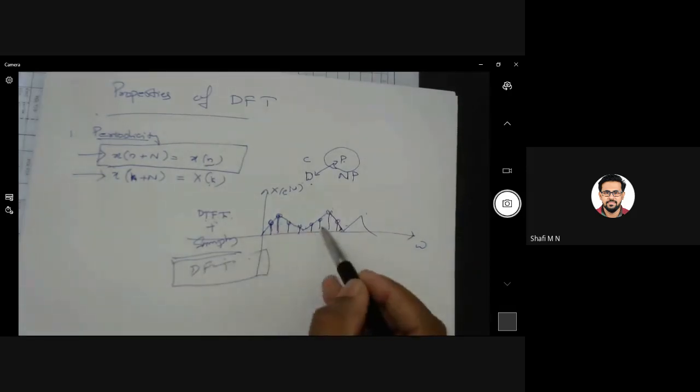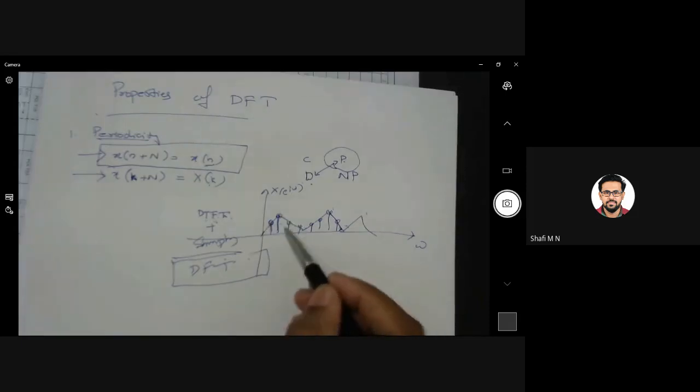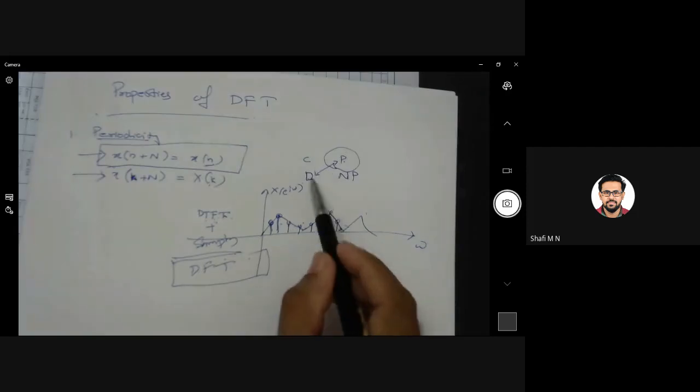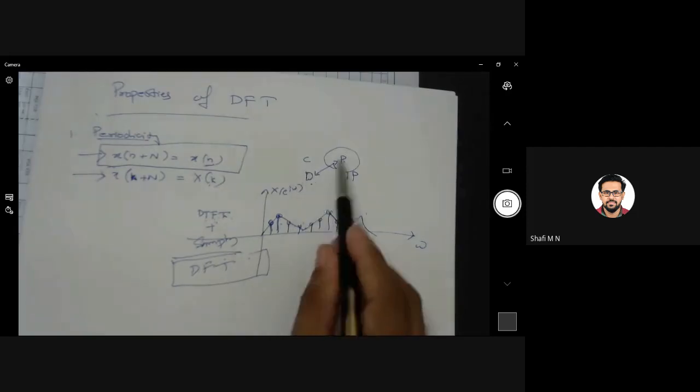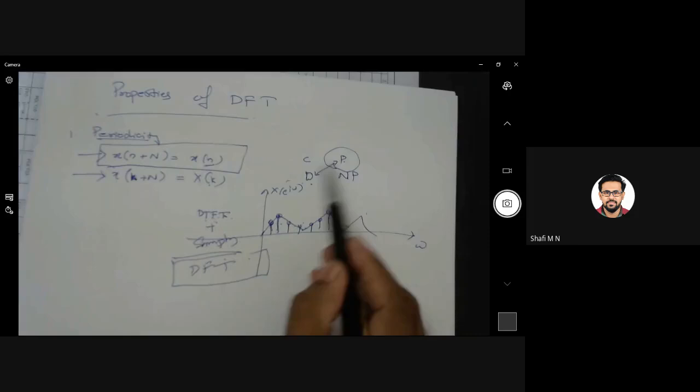So this sampled version, what is the equivalent? Sampling is done in frequency domain. So what is the equivalent effect in time domain? So when you make it discrete in one domain, definitely that has to be periodic in the other domain. So this is the answer.